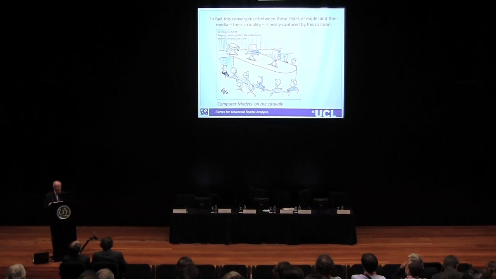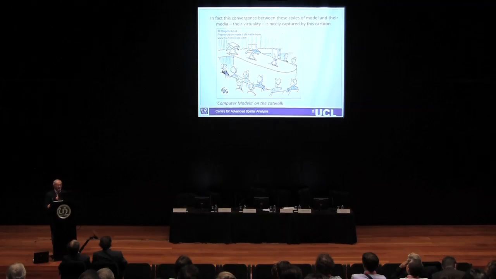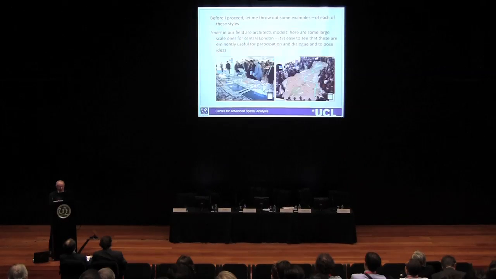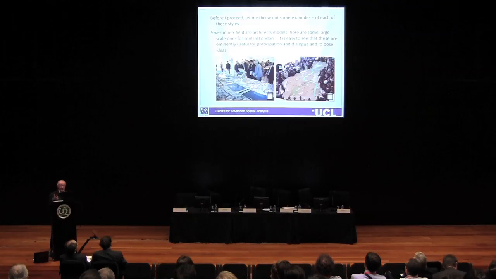Here's a little cartoon which I picked off the web about 4 years ago, and it was probably drawn about 10 years ago. You can see that this is the catwalk with the models on, and these are different machines, but of course they're machines that have long gone. Today they would be handheld: an iPhone, and a BlackBerry, and a Samsung, etc. But you get the idea, this notion of convergence of different styles of abstraction in this particular way. Now, before I proceed, let me throw out some examples of models of these styles.